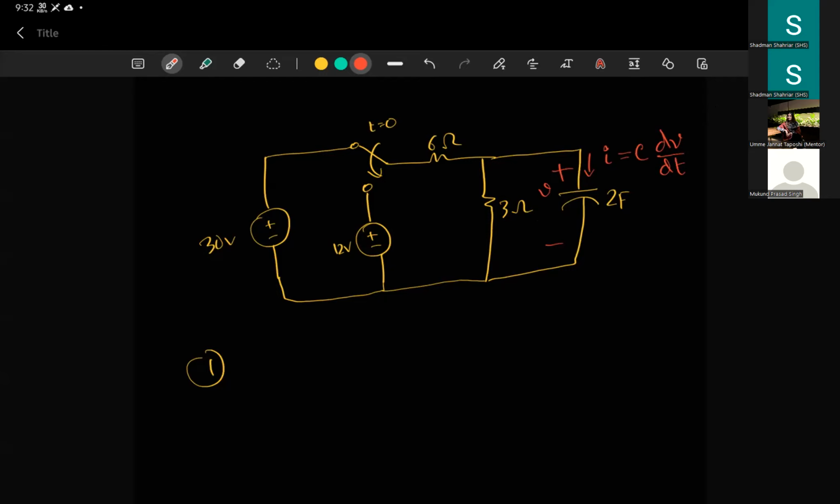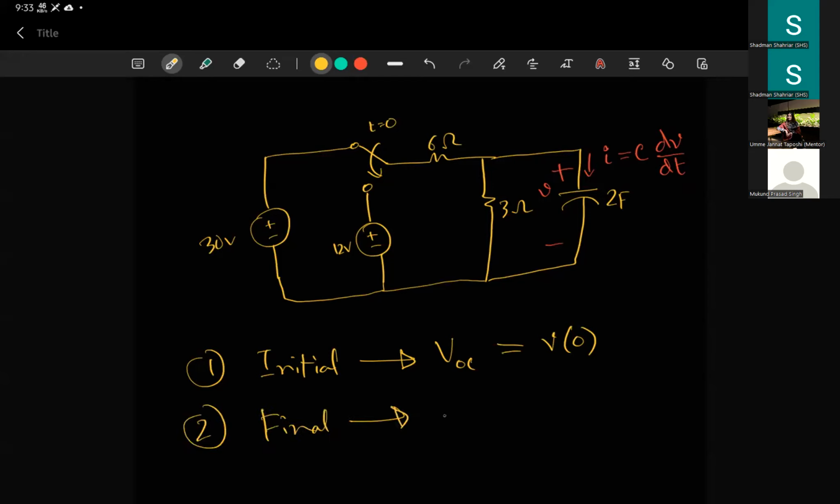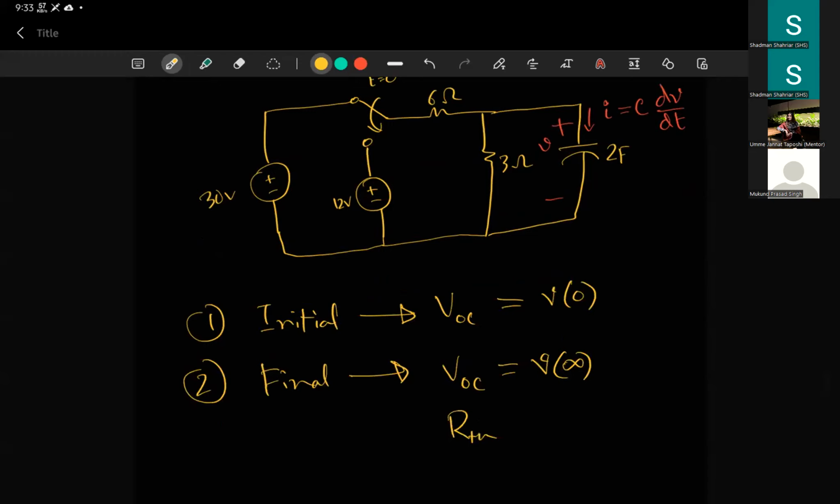So in order to do that, you should draw an initial circuit, and from that you should find VOC, which should be your V0. As well as for the final circuit, you should be finding VOC again. Okay, V infinity. And you should also be finding RThevenin here, which you will need to find tau, because tau equals RThevenin times C. Okay, so that's it.